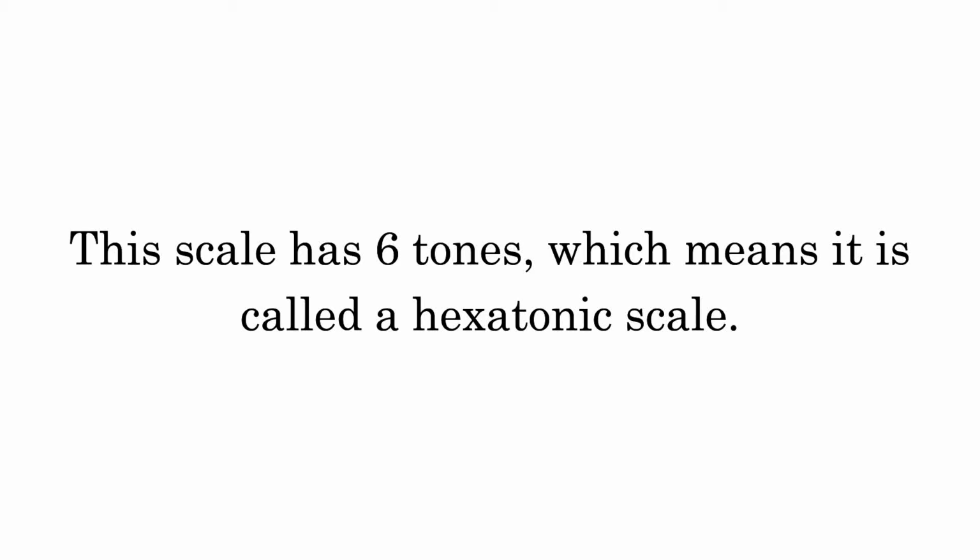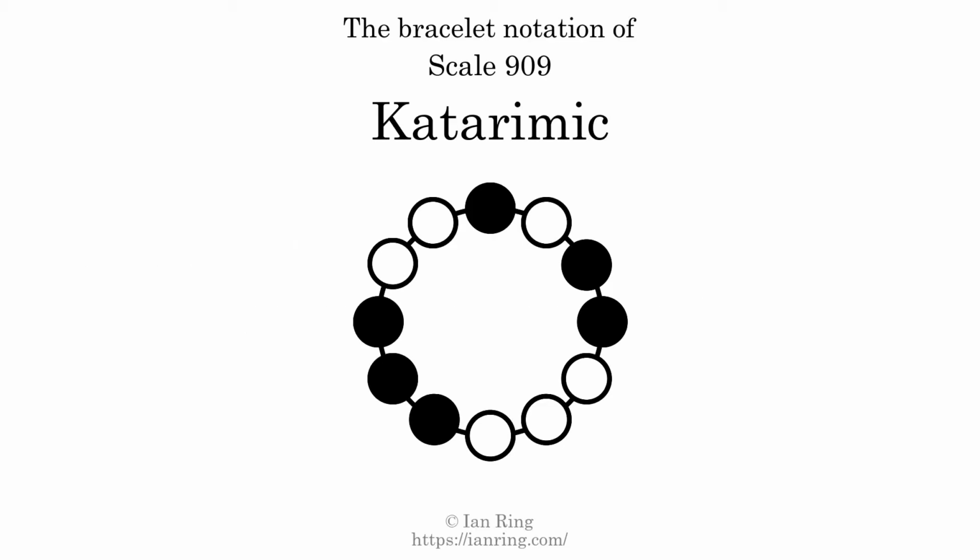This scale has 6 tones, which means it is called a hexatonic scale. This is a bracelet notation diagram of scale 909. The shaded circles represent tones that appear in the scale, and they are read clockwise, starting at the top.